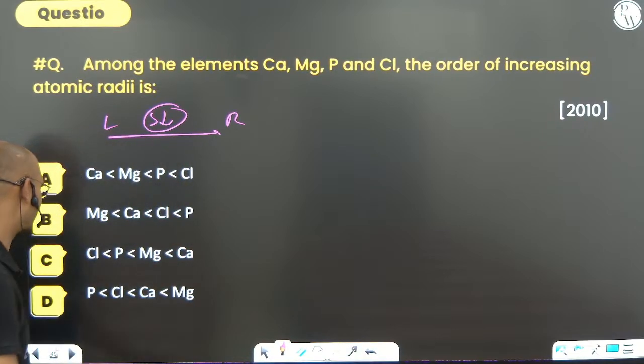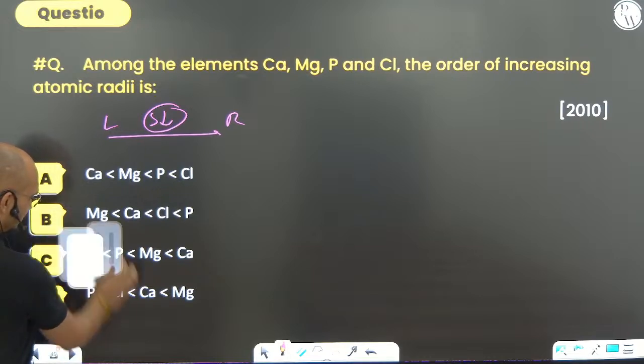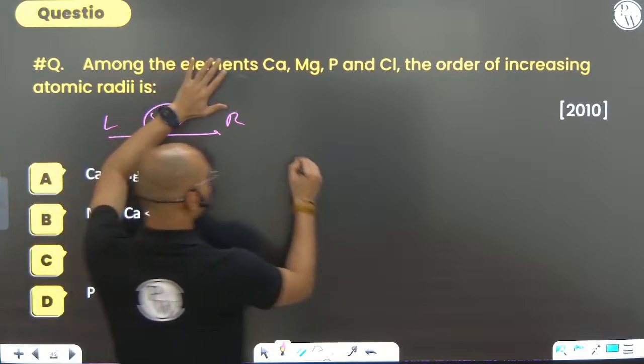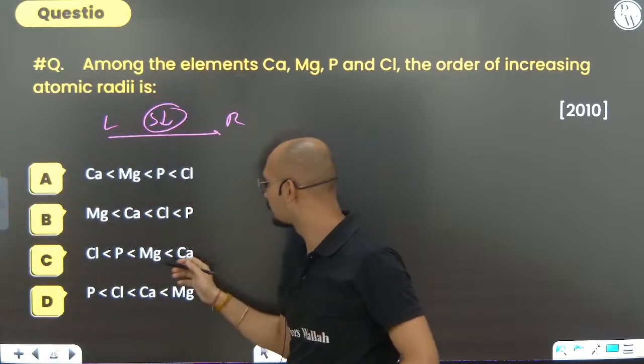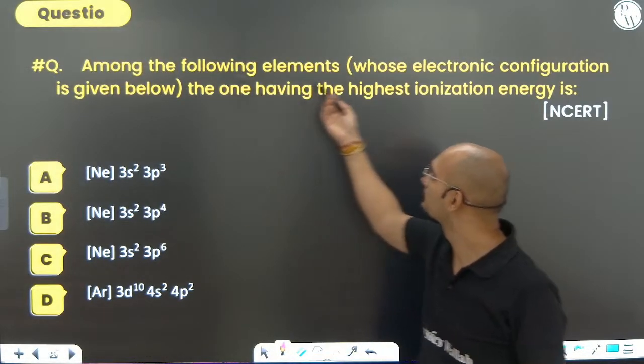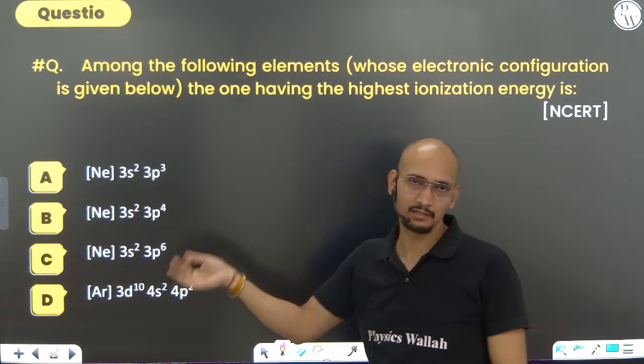So you can just do that, not a big deal. But here it is talking about calcium also. So calcium is anyways going to be more. Magnesium, so calcium is going to be the maximum. So this one is the correct option. Why is this? Because we know that calcium is from the 4th period, while all the others are from the 3rd period.